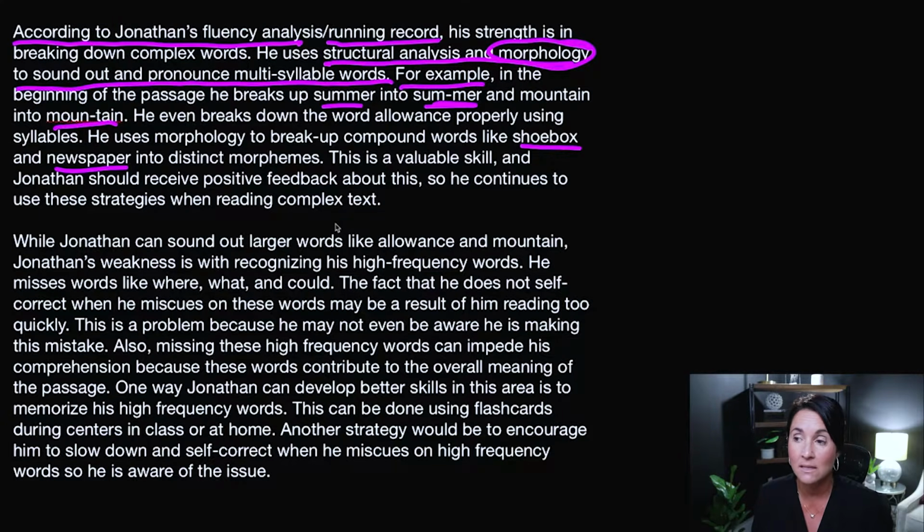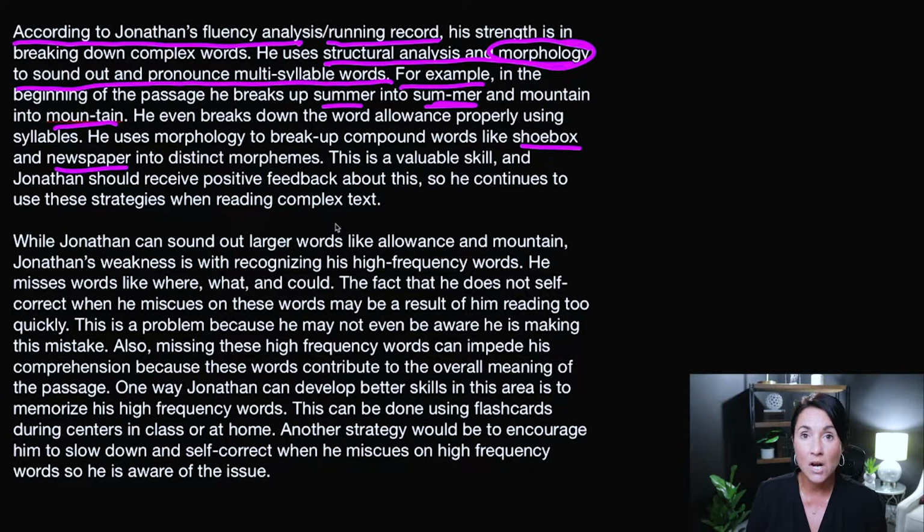This is a valuable skill, and Jonathan should receive positive feedback about this so he continues to use these strategies when reading complex text. Now, for me, the last sentence of this paragraph might be something like this. You may just want to have that to be your go-to. He should receive positive feedback in these areas so he continues to do these things, right? We want him to continue to use these skills. So I'd be like, Jonathan, wow, you really nailed these huge words. Good job. You used your structural analysis, your syllables, your sounding out skills. Awesome job. You really worked on those big words, and good job. Keep that up. That's that specific feedback where we talked about specific words, and he's going to continue to do that. Very, very good. Now let's go into the weakness.